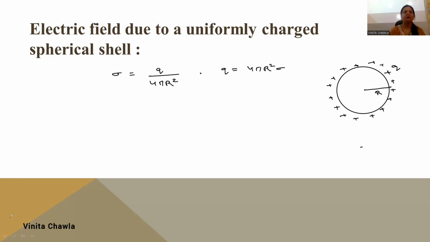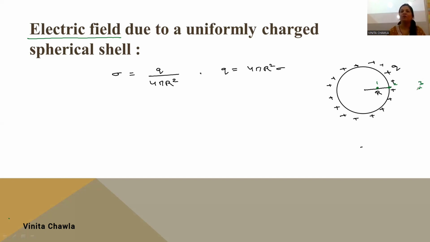Now we have to find electric field intensity due to this uniformly charged spherical shell. So we can find electric field intensity at 3 different positions. Outside the shell, we can find electric field intensity at this point. We can also find electric field intensity here on the spherical shell. We can also find electric field intensity inside the spherical shell, at any point somewhere here. So these are the 3 different locations, location 1, location 2, and location 3, where we'll be finding electric field intensity due to this uniformly charged spherical shell.